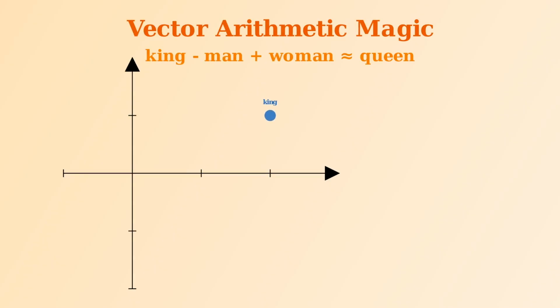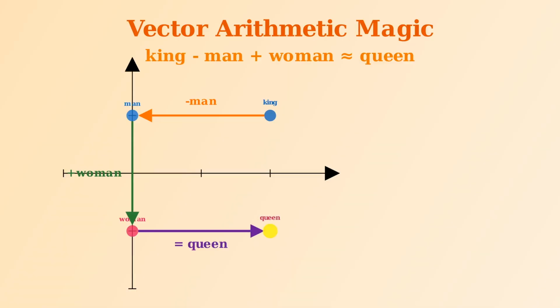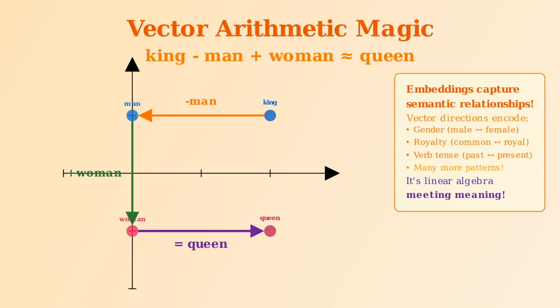Now for the magic. Vector arithmetic. The most famous example is king minus man plus woman, approximately equals queen. This isn't a trick. It's geometry. Start with the king vector. Subtract the concept of male by removing the man vector. Then, add the concept of female by adding the woman vector. The result lands incredibly close to queen.